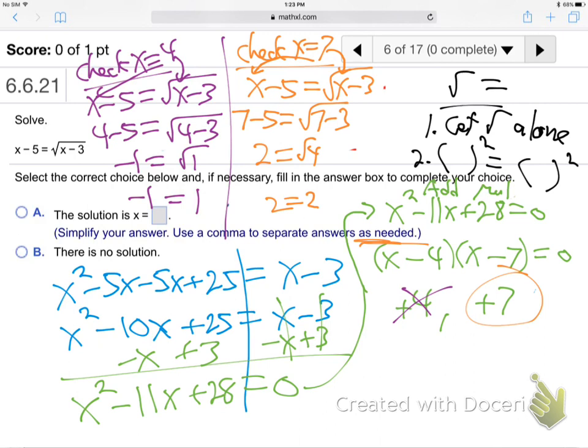This method can bring in false answers. It's kind of weird, huh? We don't usually have methods that can bring false answers in, but this method's the best we got.